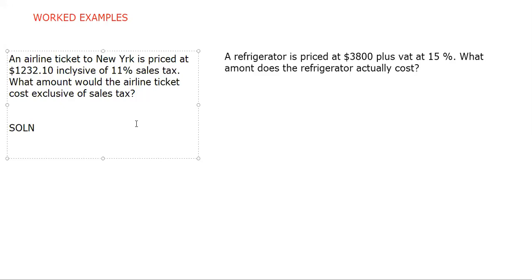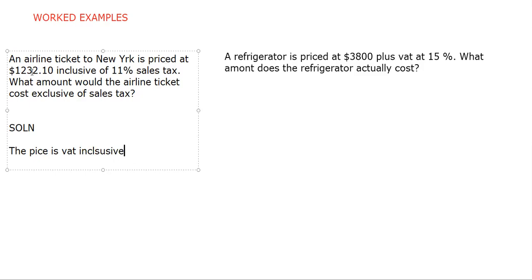Okay, now we will be moving on to two questions that are based on sales tax. One is VAT inclusive and one is VAT exclusive. So we read the question. An airline ticket to New York is priced at $1232.10 inclusive of 11% sales tax. What amount would the airline ticket cost exclusive of sales tax? So we see here that the price is VAT inclusive, right? They said that in the question.